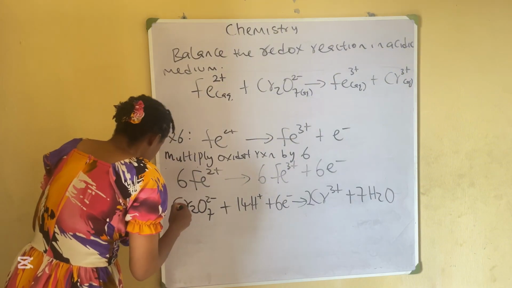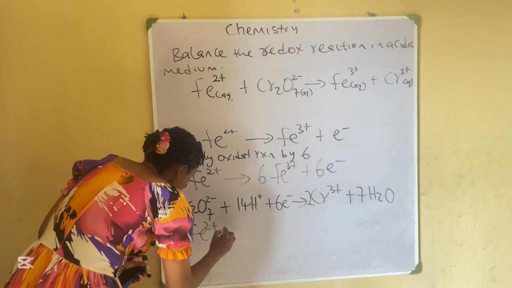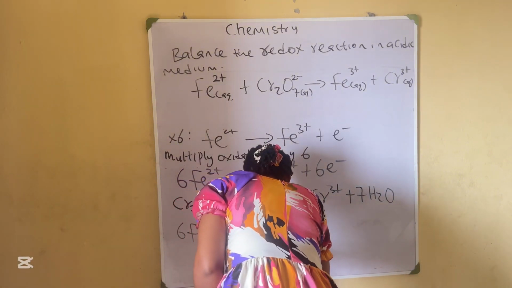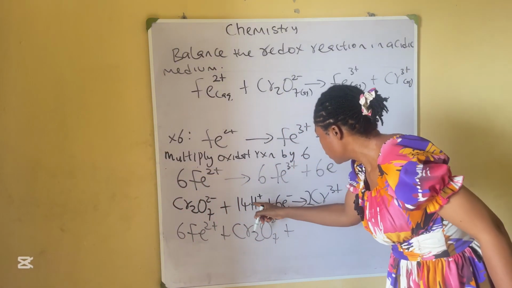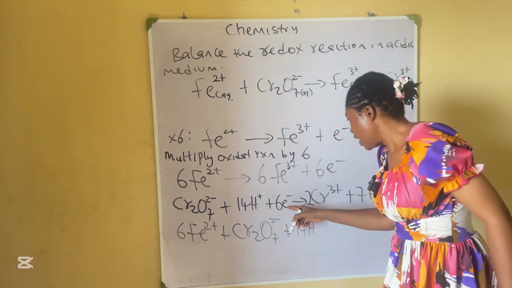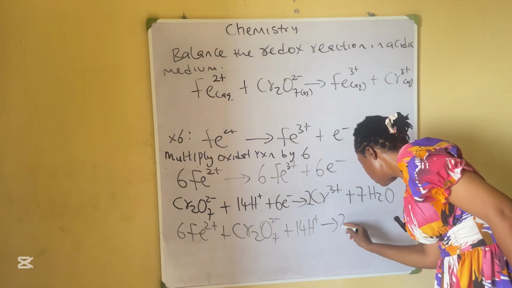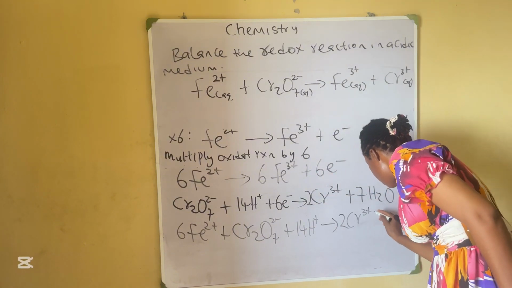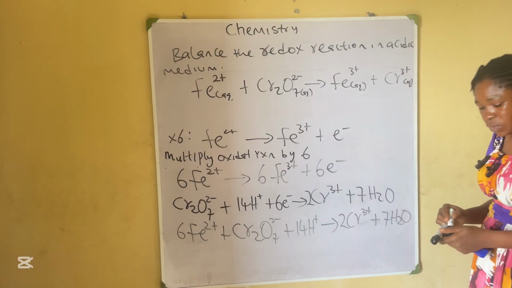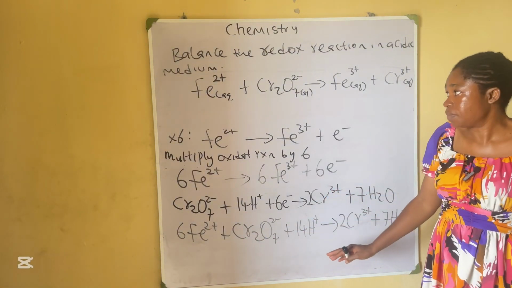So 6 and 2 plus, Cr2O7 2 minus, plus 10 hydrogen ion. This electron has cancelled out, so I'll not add it again. Plus 7 molecules of water. So this is the balanced redox equation in acidic medium.